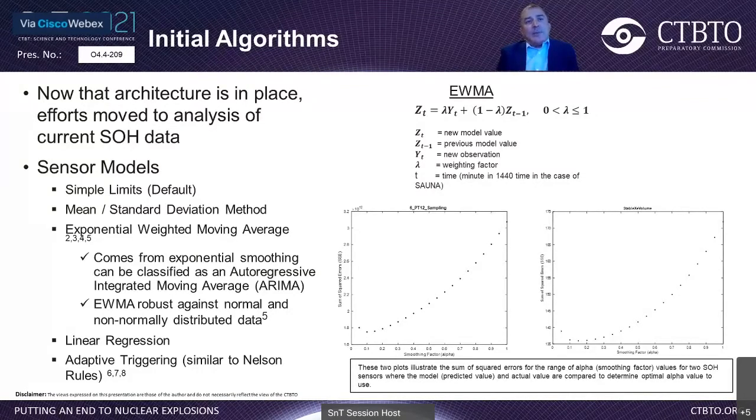We have implemented some other models, like a linear regression, and adaptive triggering is something we've implemented to help against false positives. What that means is that I have to see so many alerts within a window, and it's user settable, before I actually raise a trigger.